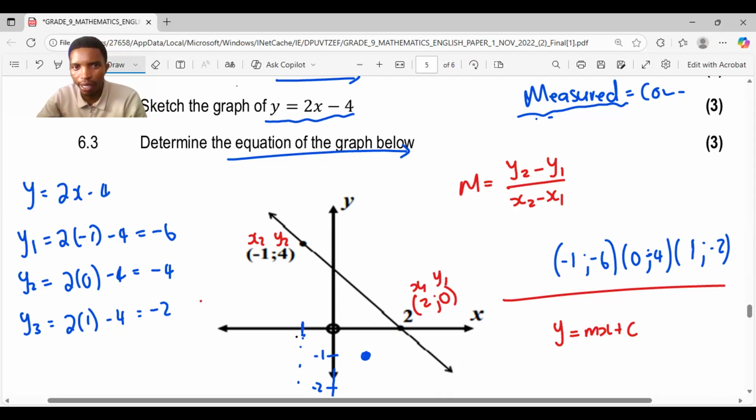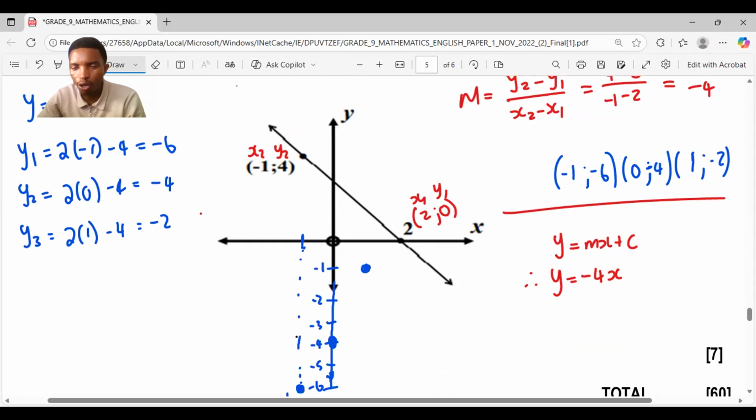So here we will then have y2 is 4 minus 0 over -1 minus 2. And then finally, our answer is going to be -4. All right, you can clearly put that in the calculator. And then once we're done with that, we know that our m now, it is y is equals to -4x, right? And then now, how do we find c?